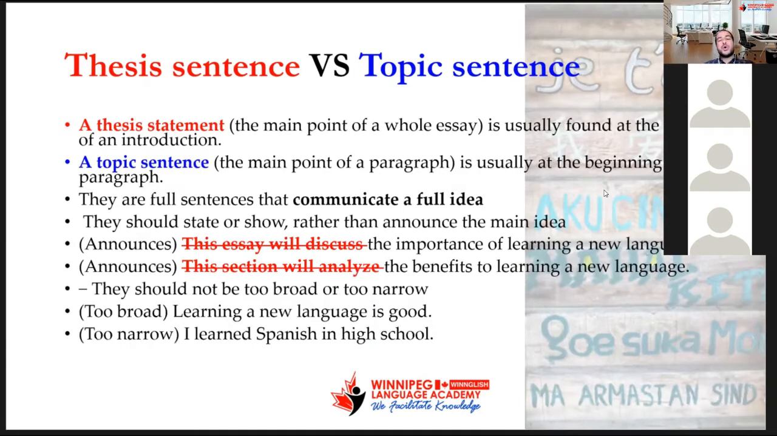They should not be too broad or too narrow, and we talked about how to choose them. For example, here, learning a new language is good. This is very, very broad. And for the second sentence we have here, I learned Spanish in high school. This is too narrow. Again, this is going to be based on the scope of the essay, and whether you're writing this essay for high school or for a university class. Okay.